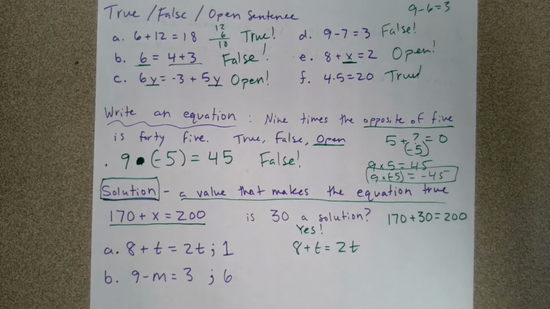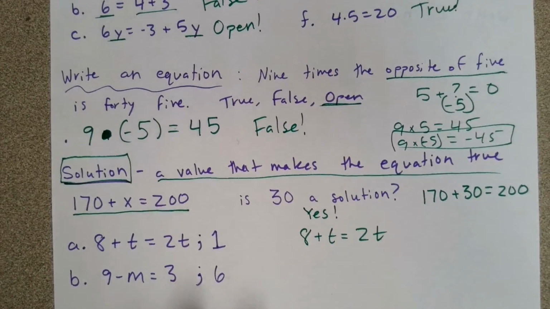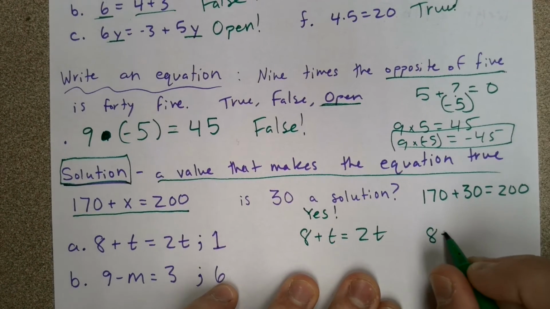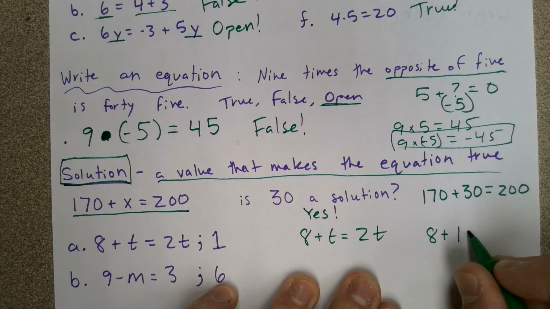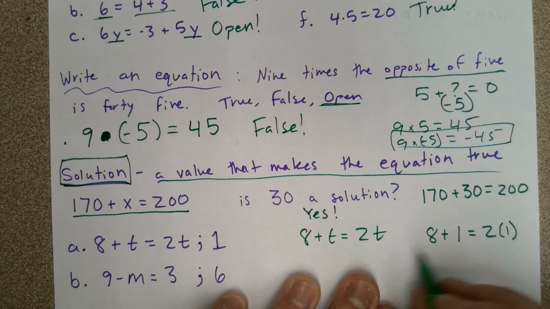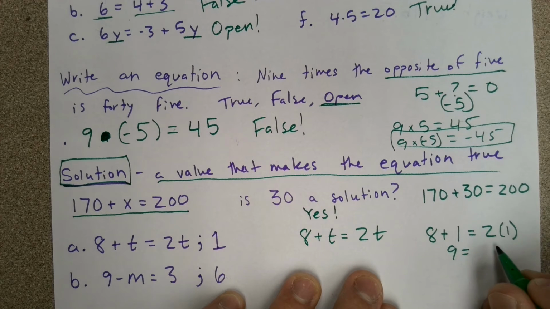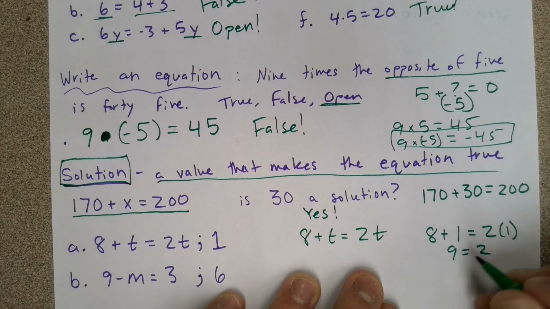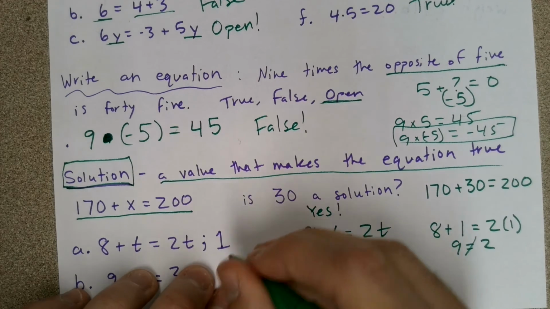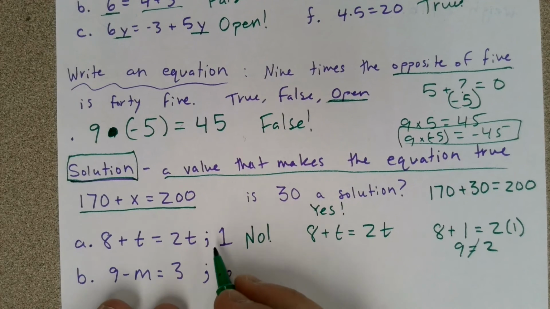So we're going to rewrite this as 8 plus 1 equals 2 times 1. We check it out. 8 plus 1 is 9, equals 2 times 1 is 2. 9 does not equal 2. So no, this is not a solution. Anytime you see this semicolon, you just know after that is the number you plug in.